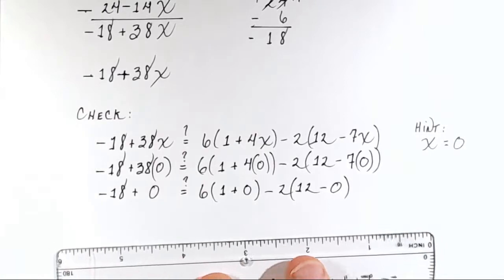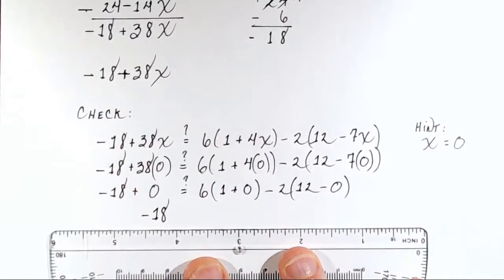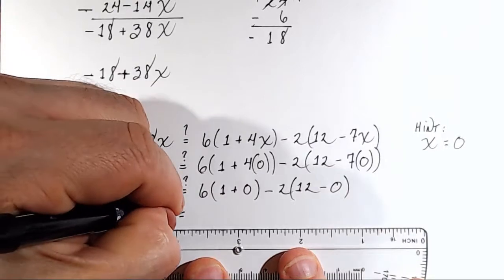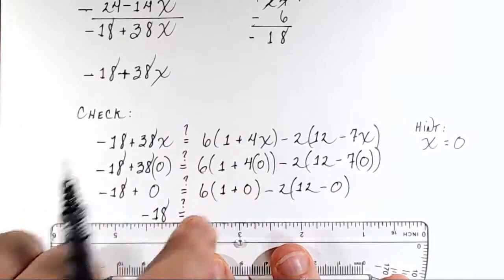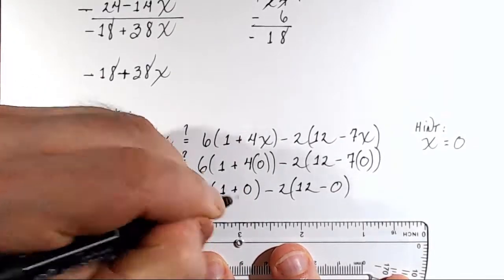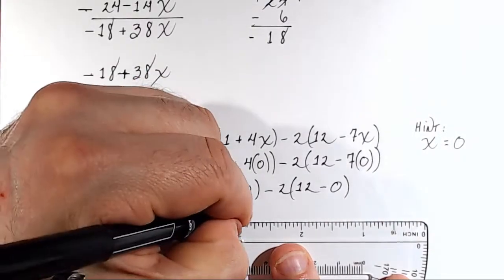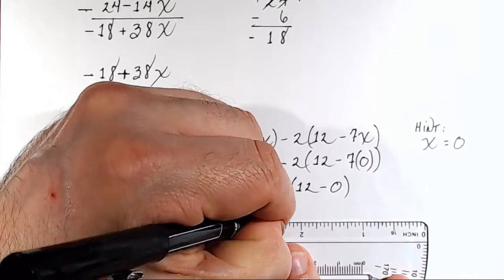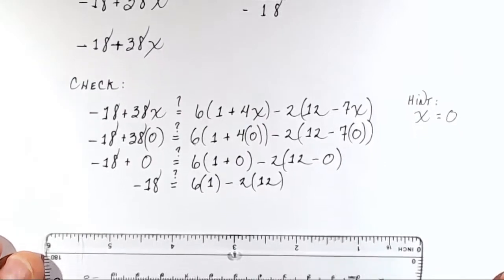We don't have to rewrite this 0 anymore. So on the left side, I just have negative 18. I'm closing in here. So whatever this stuff on the right is, it better come out to negative 18 or we got ourselves a problem. Okay, so we're still going to keep working. 6, open parentheses, 1 plus 0 is just 1, so 1, close parentheses, minus 2, open parentheses, and 12 minus 0 is just 12, so I'll write 12, close parentheses.